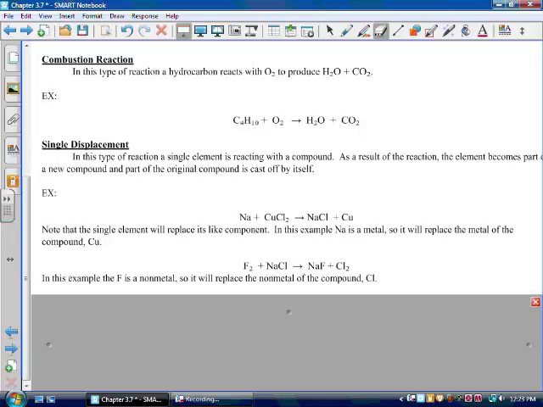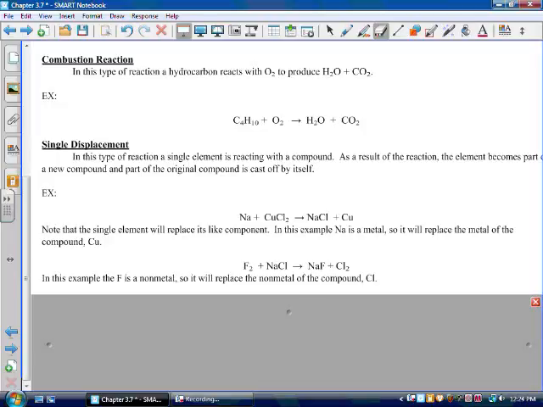Single element replaces part of the compound to form a new compound and a new single element. I always use the example of a boyfriend and a girlfriend together. That's our copper and our chlorine. It's a couple together. And the little sodium is sitting out here all along, and he's a friend there. So little Sammy Sodium walks up to little Carl Copper's girlfriend, Clara Chlorine, and says, you know, I think I'm going to take her. So as a result, after the breakup, Sammy and Clara are together, and little Carl Copper's left alone by himself. So it's a single displacement reaction.